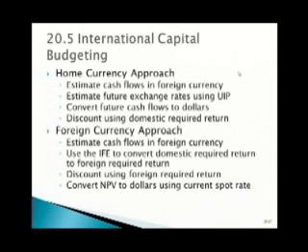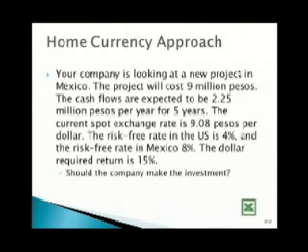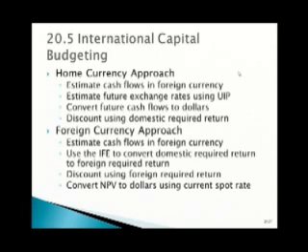So let's talk about international capital budgeting, because this course is really about capital budgeting. There are two approaches, the home currency approach and the foreign currency approach. In the home currency approach, we first estimate the cash flows in terms of the foreign currency. We then estimate the future exchange rates using interest rate parity. We convert the cash flows to dollars, and we discount using the domestic required rate of return.